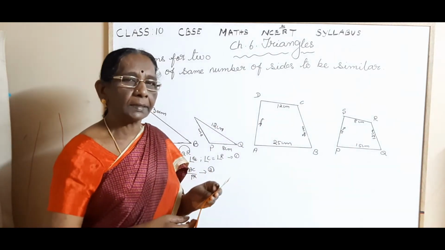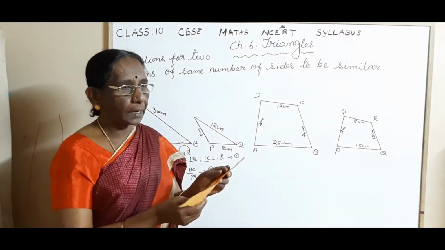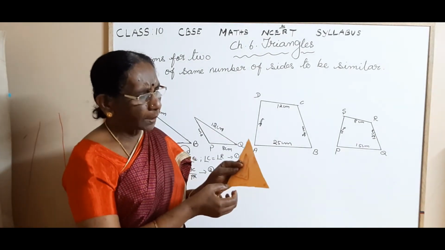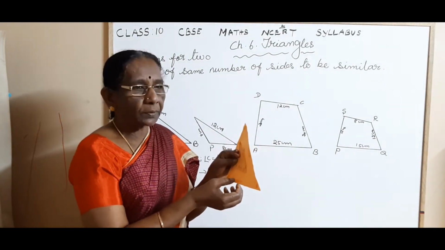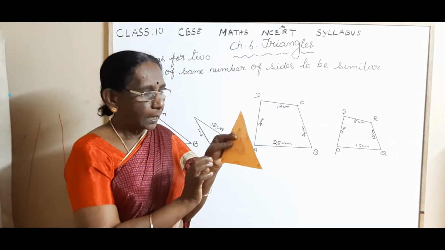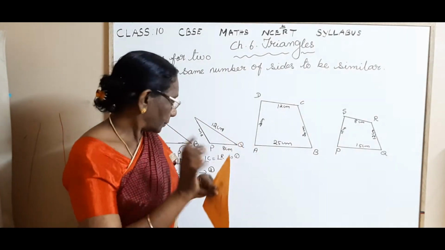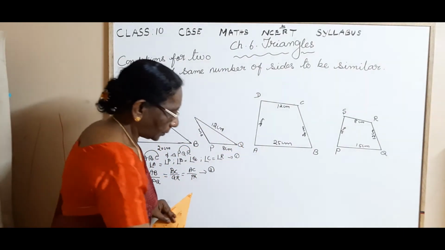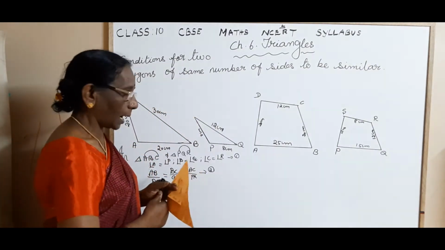Now let us check the second condition. The second condition is what? The ratio of the corresponding sides should be equal. AB by PQ. What is AB by PQ?